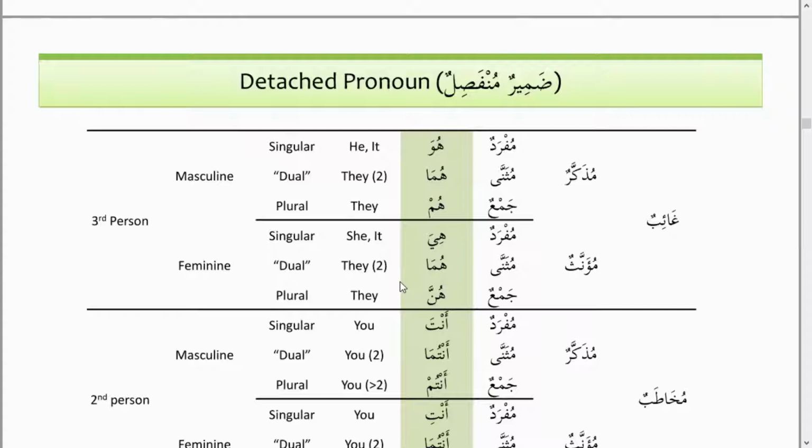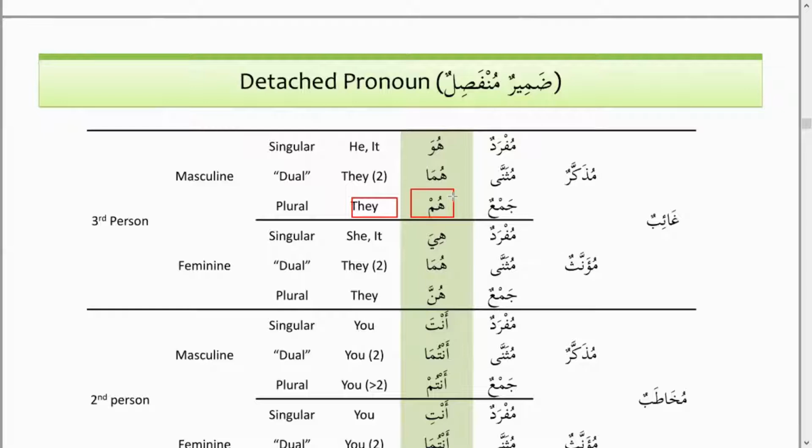And as we learned this song, you can try the song again if you want. I'll play it again. Very good song, inshallah, to memorize. Hum is used for all males. Hum, huwa, huma, hum, they. It is used for all males.